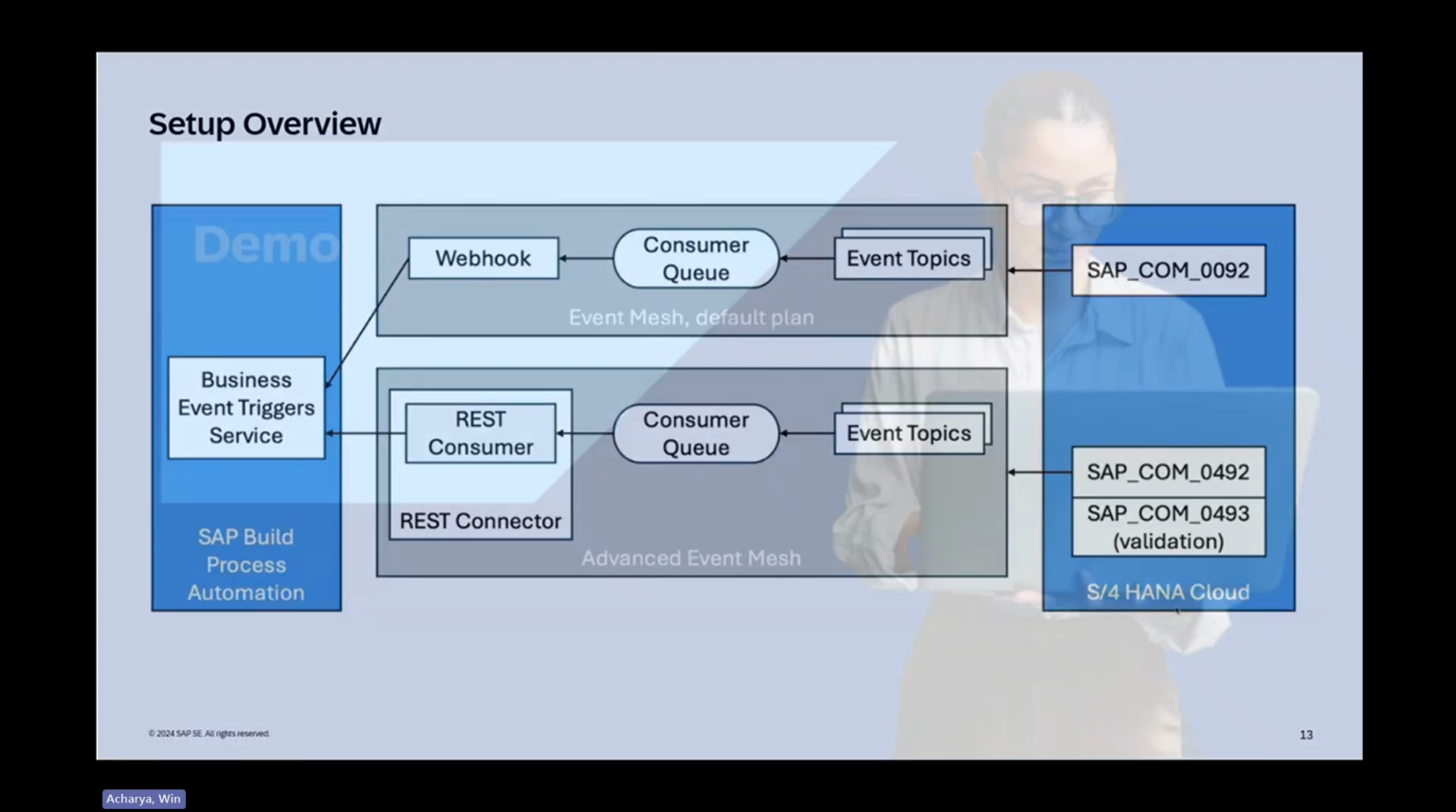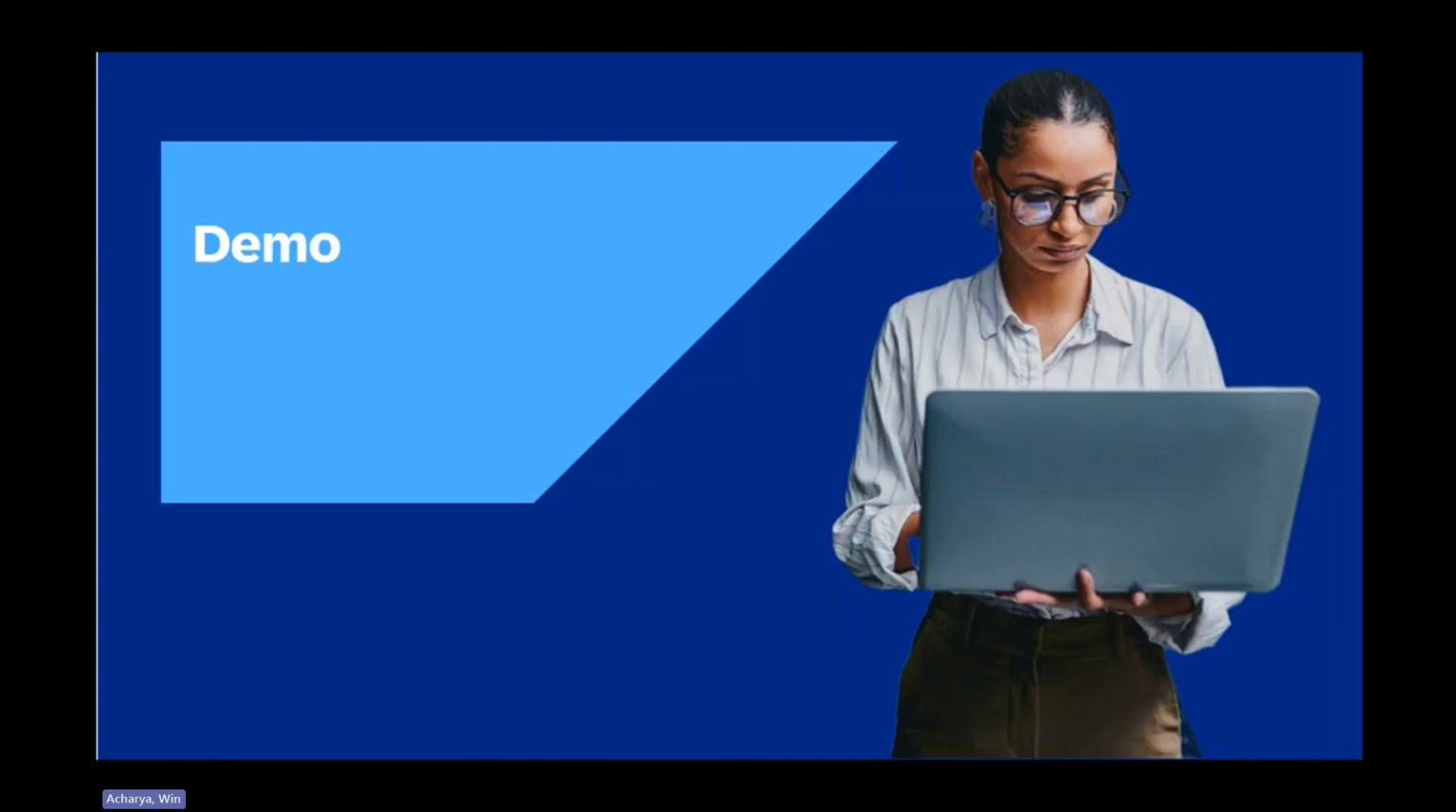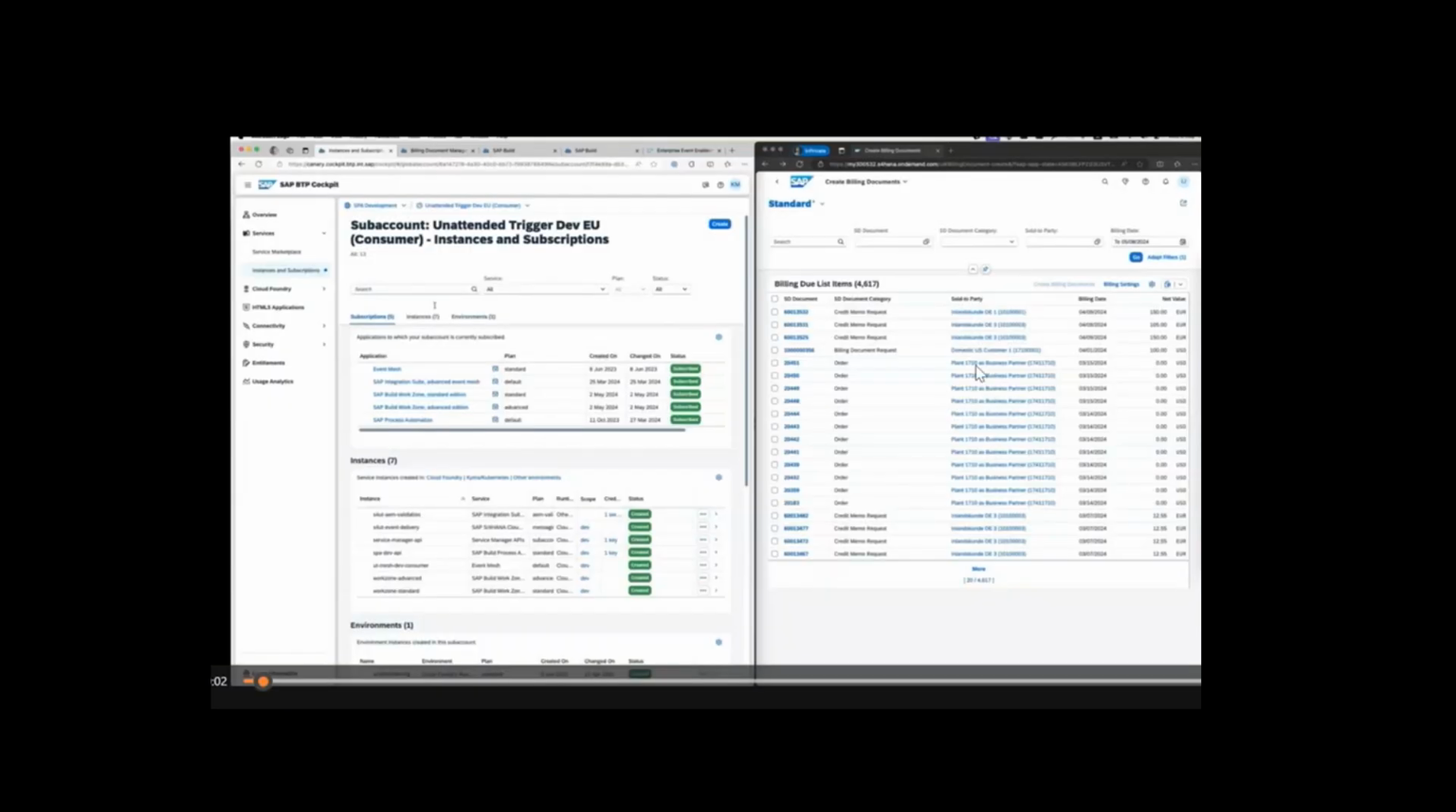Okay. Now let me go through a quick demo. Here we are showing two screens side by side to give you more context. On the right side is an S4 HANA system that shows a create billing document app. What we would do is select one of these billing items and create a billing document. This is the simplest scenario just to show how the event flows from the S4 system to BTP and how it comes to Build. On the left side, we see a subaccount of BTP.